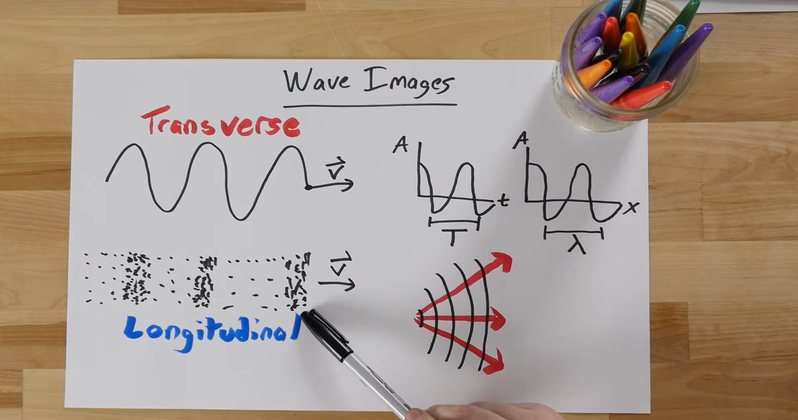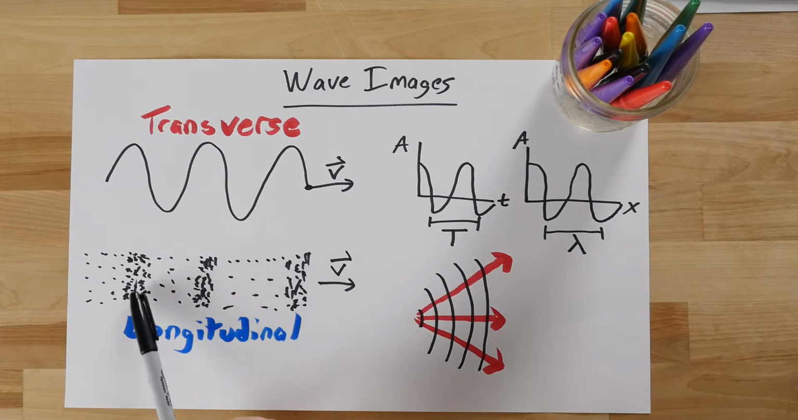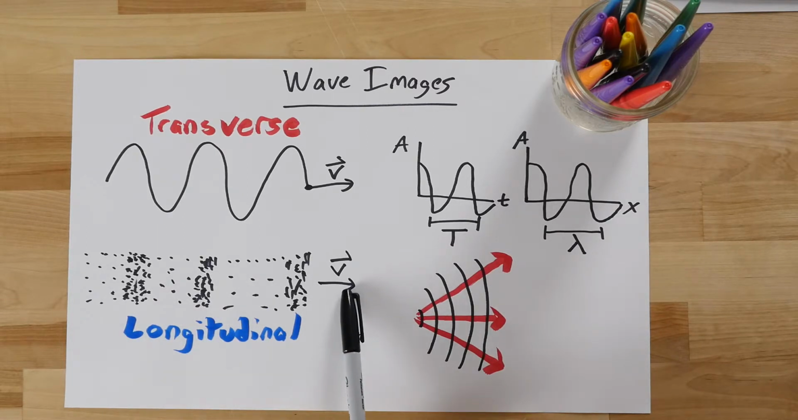A longitudinal wave has disturbances that are parallel to the direction the wave is moving. This means that we have a buildup of disturbances in the same dimension as the velocity. The best example we have is sound, where we have buildups of pressure in different locations that move in the same direction as the velocity.